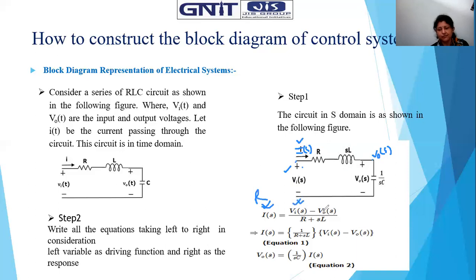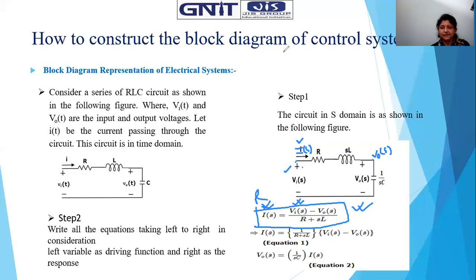So VIS minus VOS divided by R plus LS. So the first equation that we got is IS equals VIS minus VOS divided by R plus LS. This is equation number 1 that we have to obtain. Okay, and that will be mapped in the block diagram. I'm coming to that. So this one is equation number 1. Let's consider. Now once we get IS, we have to build up VOS.